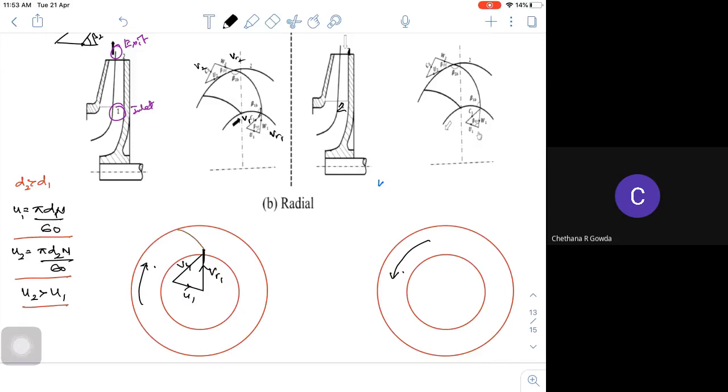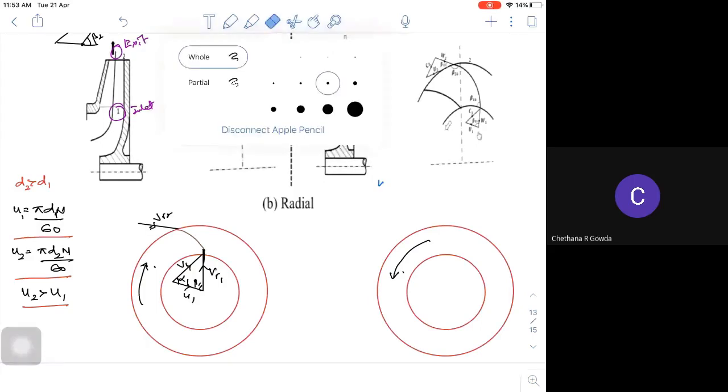I have to know the values of it. Once I know the values of two components, I can easily draw the third one using the rules I have told. This will be beta 1. Now similarly, at the exit, I can easily draw the corresponding triangle. This will be my VR2 exit. The arrow should be going out.